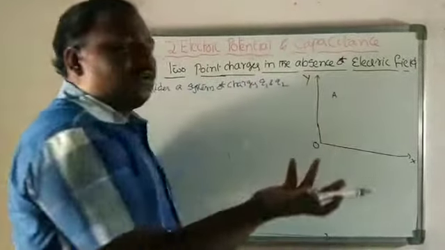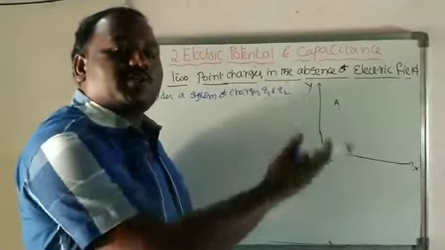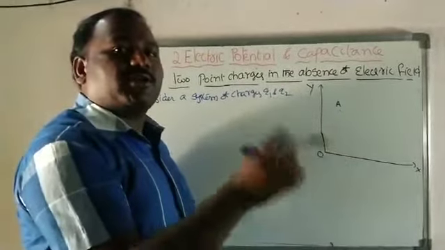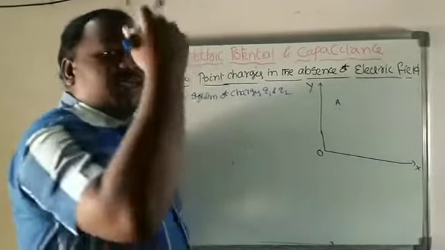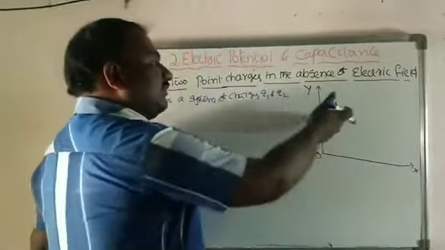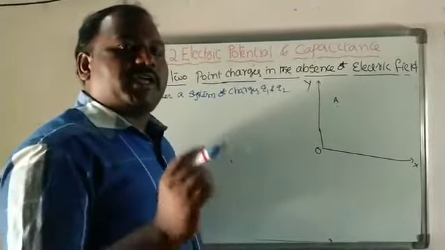Already in this region there is no charge, meaning no electric field. When there is no electric field, the potential should be 0. When the potential is 0, the work done to move the charge Q1 from infinite distance to a region which has 0 electric field should be 0.